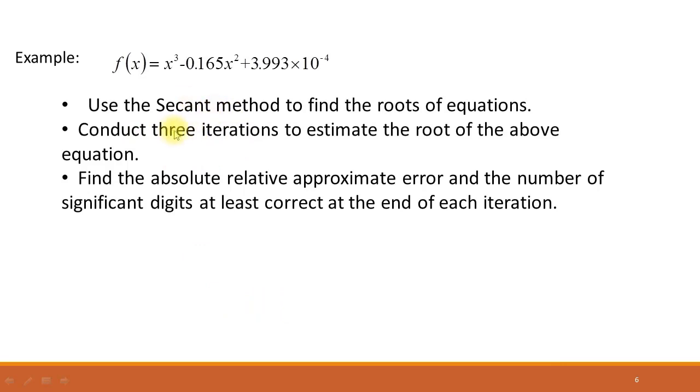Now let's move on to an example. Suppose we have a nonlinear equation f of x is equal to x cube minus 0.165 x square plus 3.993 multiplied by 10 raised to the power minus 4. Use the secant method to find the root of this equation and conduct 3 iterations to estimate the root. Also we have to find the absolute relative approximate error and the number of significant digits at least correct at the end of each iteration.